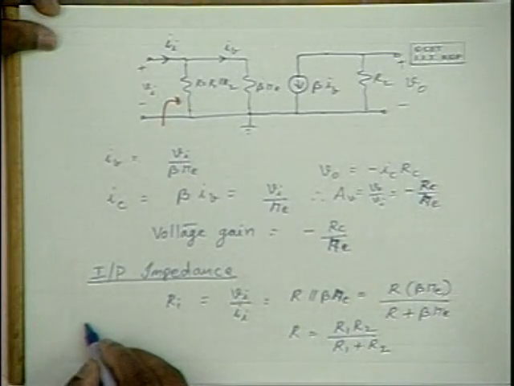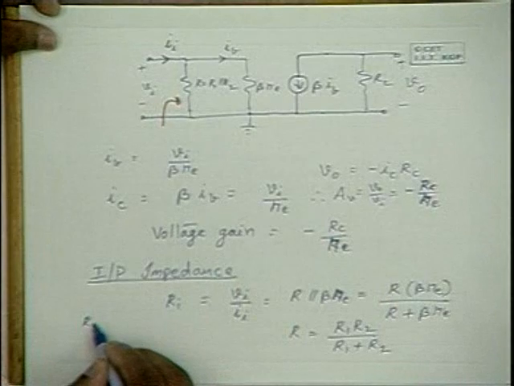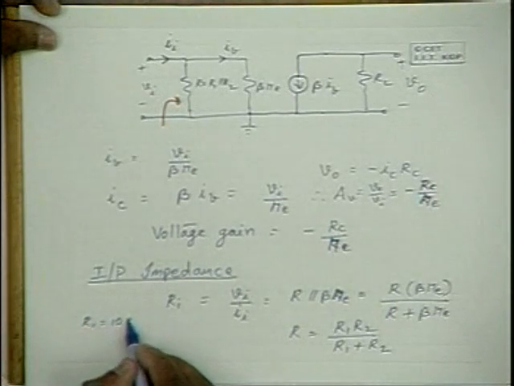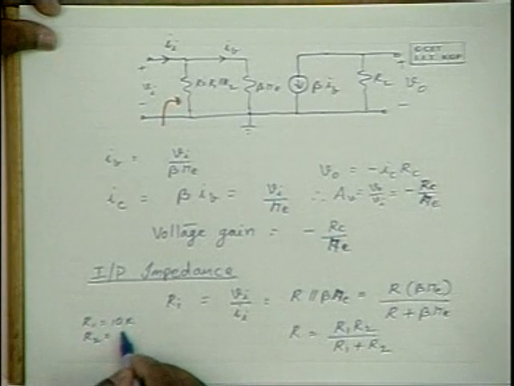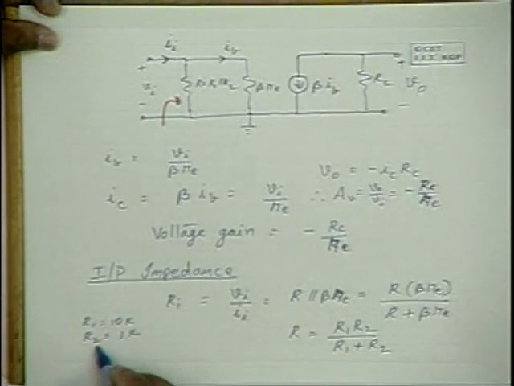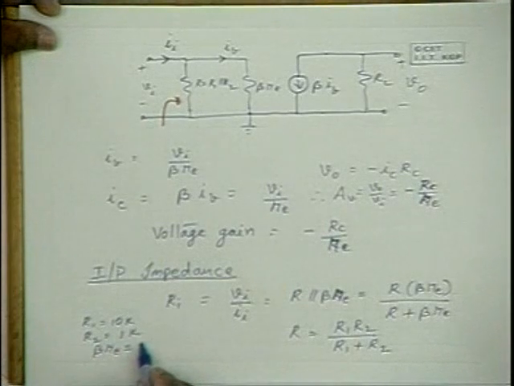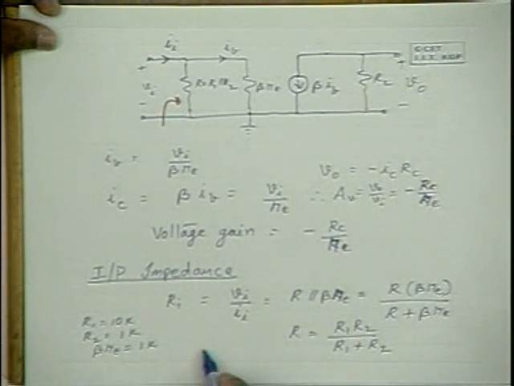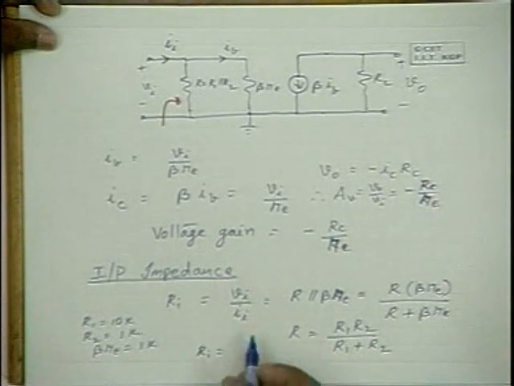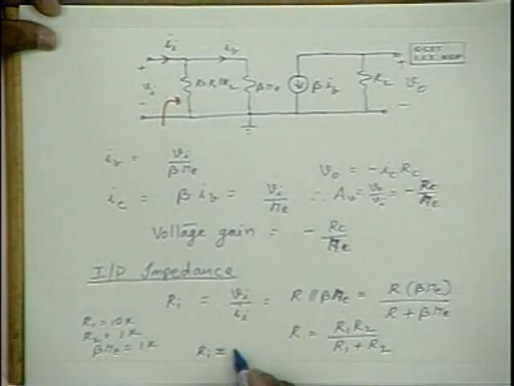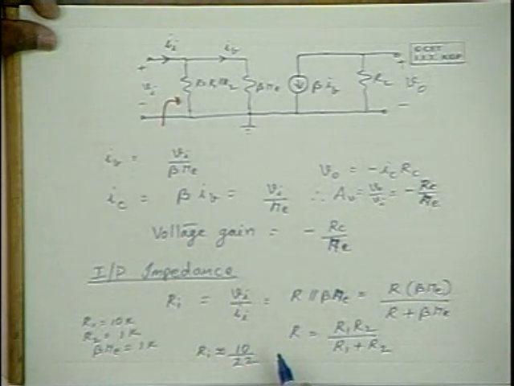As an example, if R1 is 10K and R2 is 1K, and say beta Re is also 1K, Ri is 10K in parallel with 1K in parallel with 1K. It is approximately 10 by 22, approximately 500 ohms or 470 ohms. So that is the order of the input impedance.